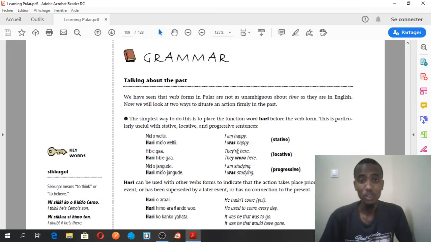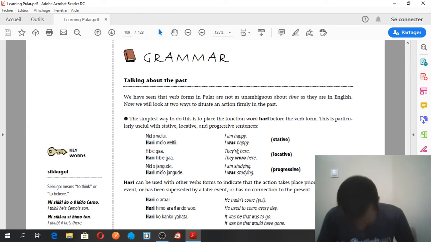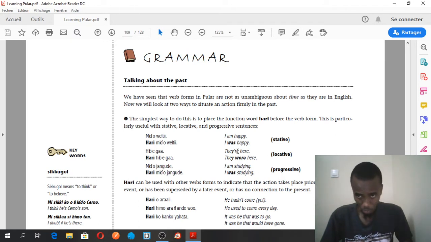Okay, grammar, talking about the past. So in Pular we don't have complicated tenses and so on. It's more straightforward than English. One of the simplest ways to express the past is by adding the word hari. Midovelti, how do I turn it into the past? Hari midovelti. Hibega. Hari hibega. Mido jangude. Hari mido jangude. So it's an easy way to express the past.